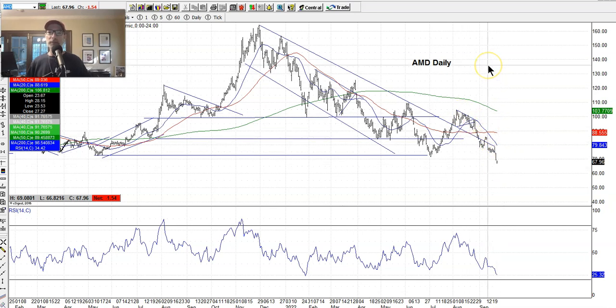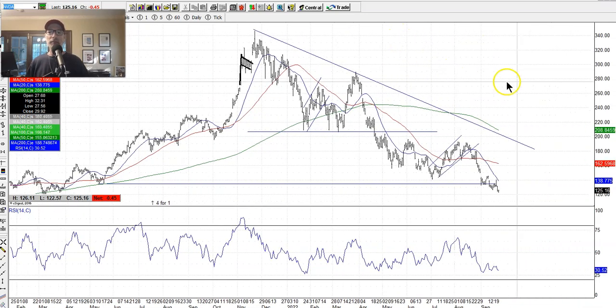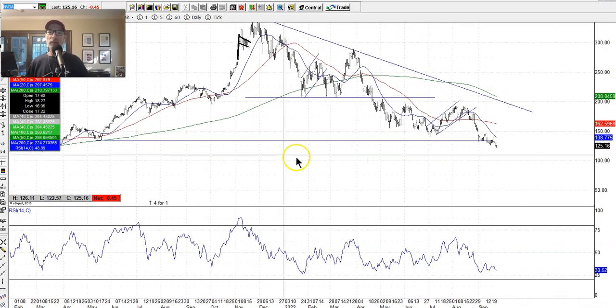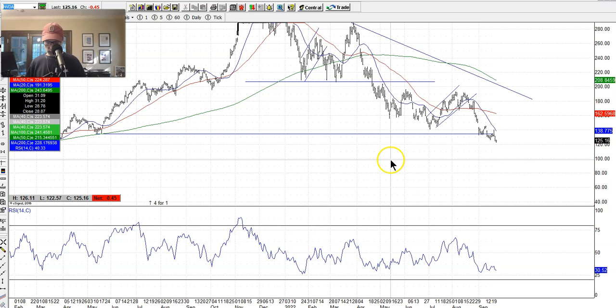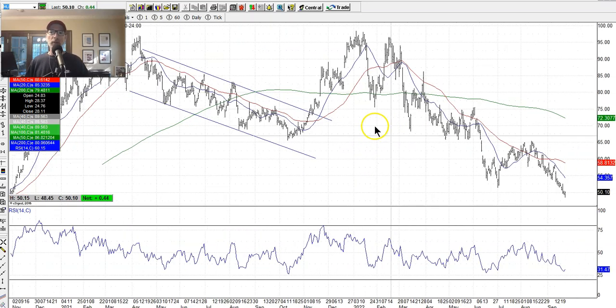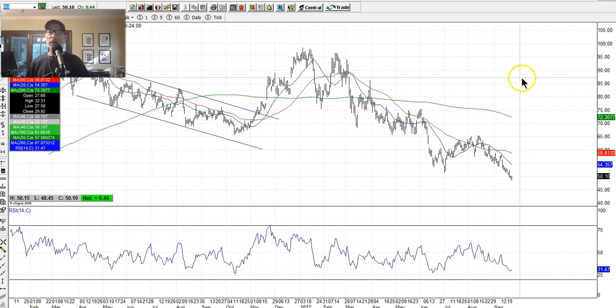So chip stocks are moving down. Here's NVIDIA. NVIDIA has fallen through this long support line that I had drawn. I'm not sure when I drew that, but we were waiting for that support. It's fallen below it right here, you can see it. Micron, same thing. Look at it, it's just starting to fall off a cliff right here. So a lot of things are moving down.